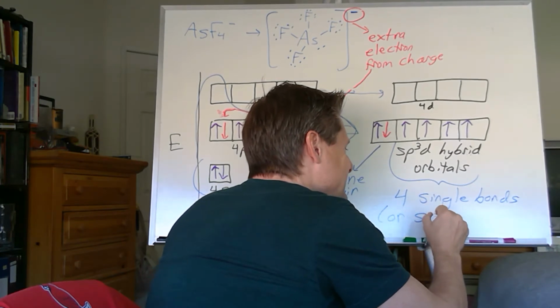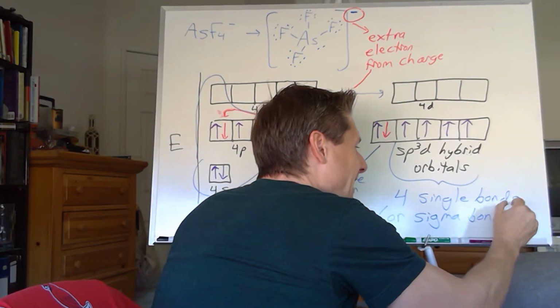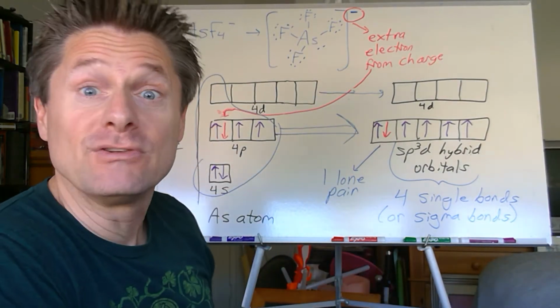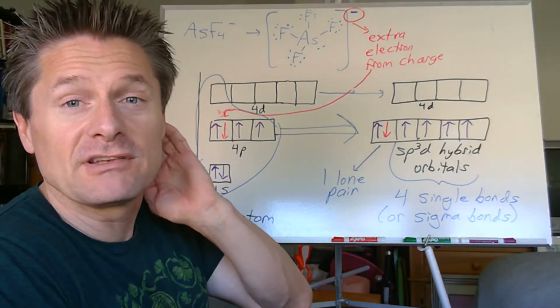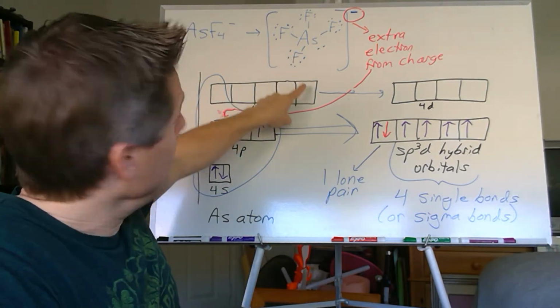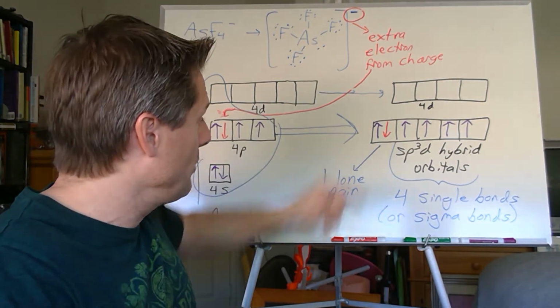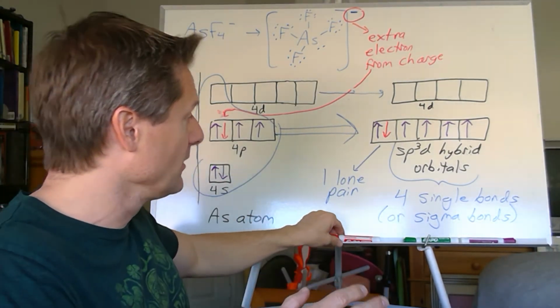Or what we call sigma. I will be defining sigma bonds when we start to get into double and triple bonds. I'm going to start to talk about sigma and pi bonds in a little while. So do you see that? 1, 2, 3, 4 single bonds or sigma bonds and 1 lone pair. So that matches the Lewis structure.